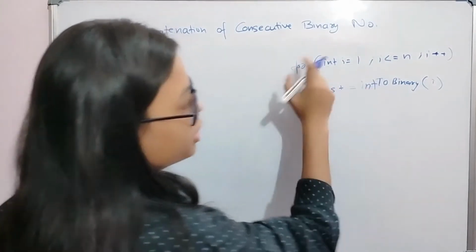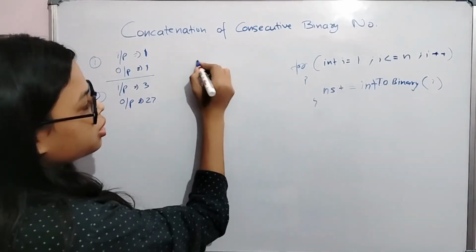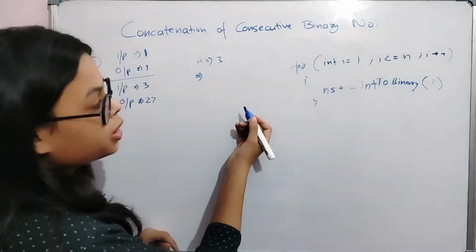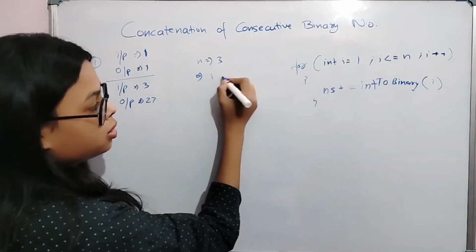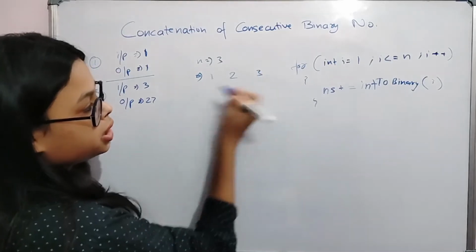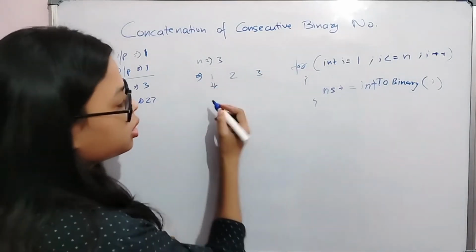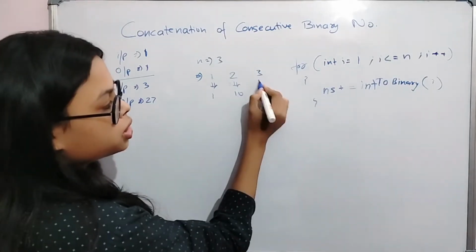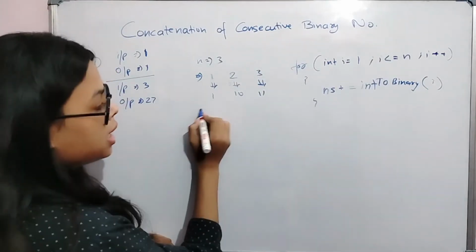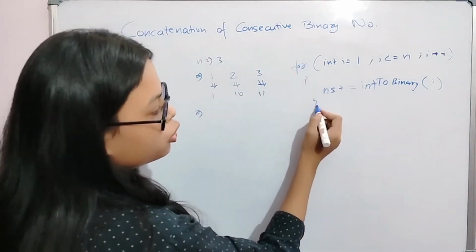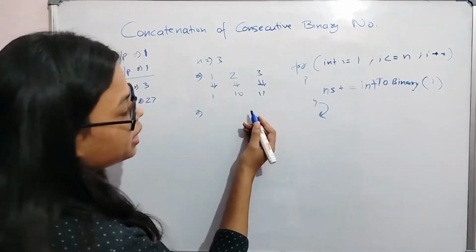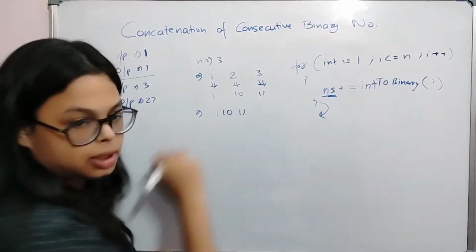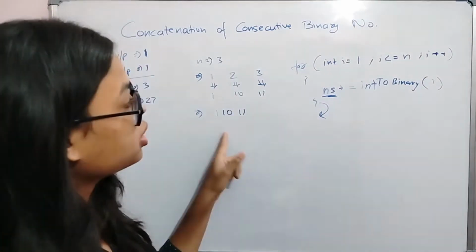So what's happening is, for n equals 3, we are concatenating for 1, 2, 3: the binary number we get for 1 is 1, for 2 we get 10, for 3 we get 11. After the for loop ends, what will be stored in the new string is 11011, right? Now what next?